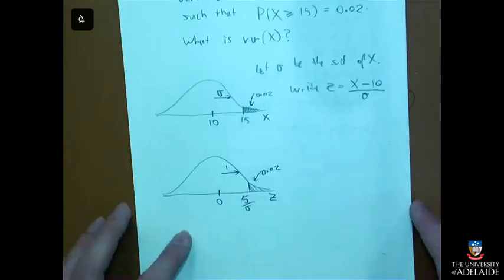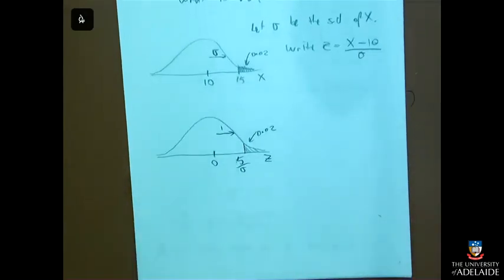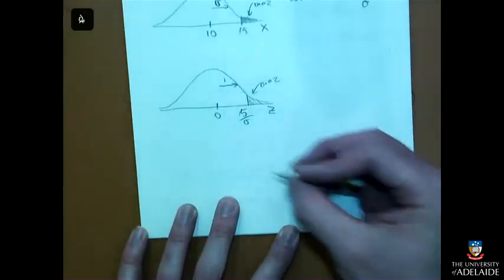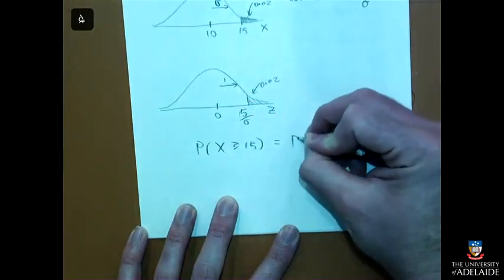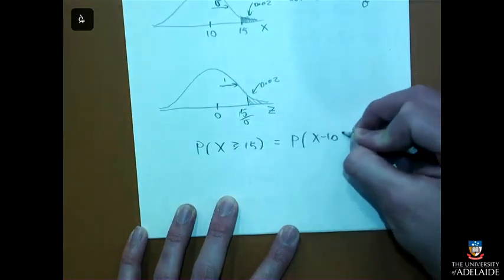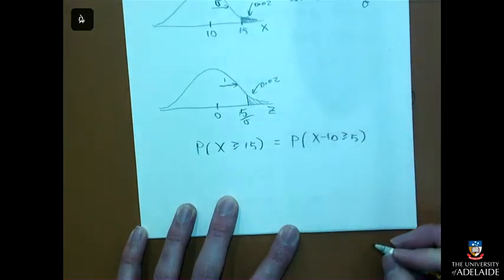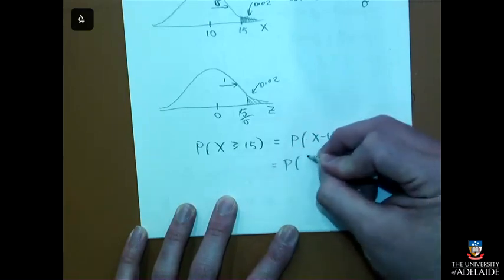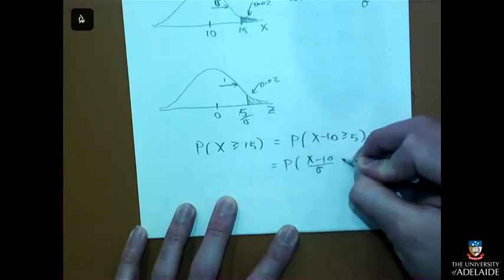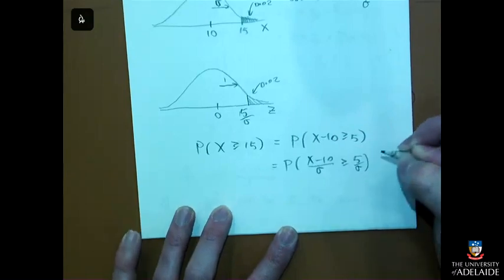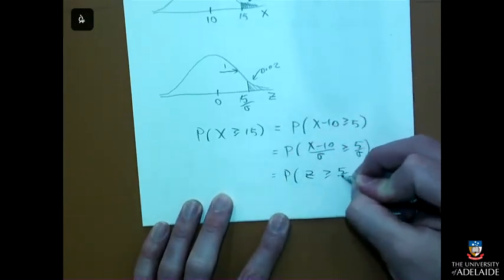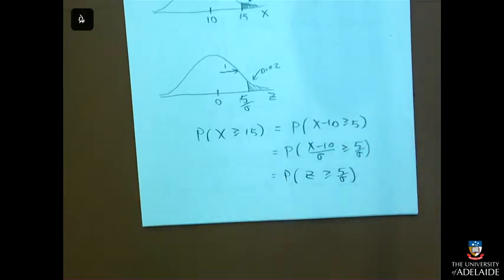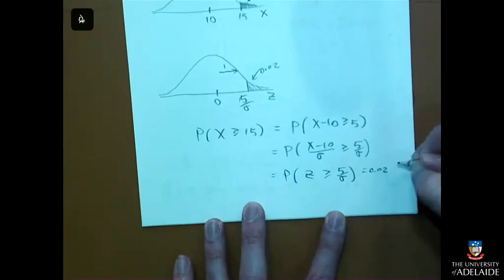Okay. But I can do the formal working for this as well, which I'm going to put down here. The probability that x is greater than or equal to 15 is the same as the probability that x minus 10 is greater than or equal to 5. That's subtracting the 10, which is the same as the probability that x minus 10 over sigma is greater than or equal to 5 on sigma, which is the same as the probability that z is greater than or equal to 5 on sigma, because that's what z is. And I know that this probability is 0.02.